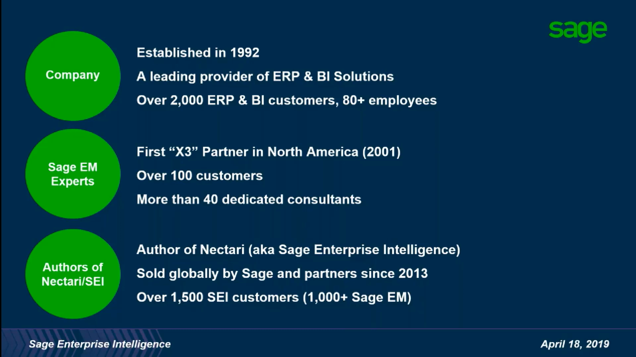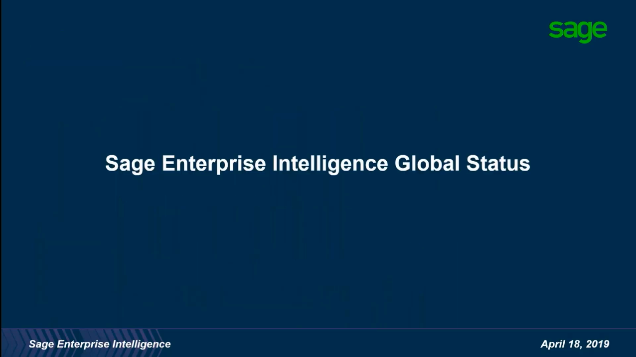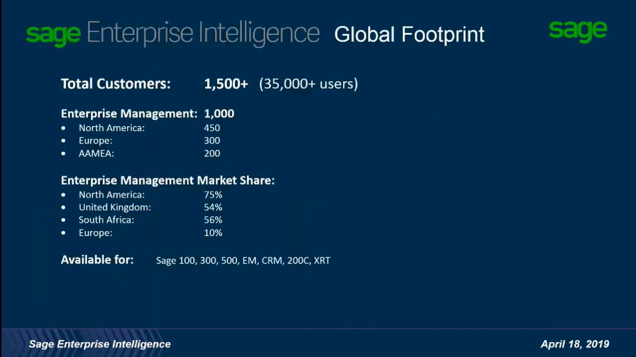We are sold globally by Sage and partners. It's been that way for the last almost 6 years. So we're rebranded under the Sage name, sold worldwide through Sage's different partners. We have over 1,500 customers today, so a big chunk of the market there. Getting more into the global status, just to give you some numbers here, again, over 1,500 customers, 35,000 users. The primary customer base is with the enterprise management, but we're growing extremely quickly in Sage 300, Sage 100 as well, primarily in North America, where we have 75% of the market share.